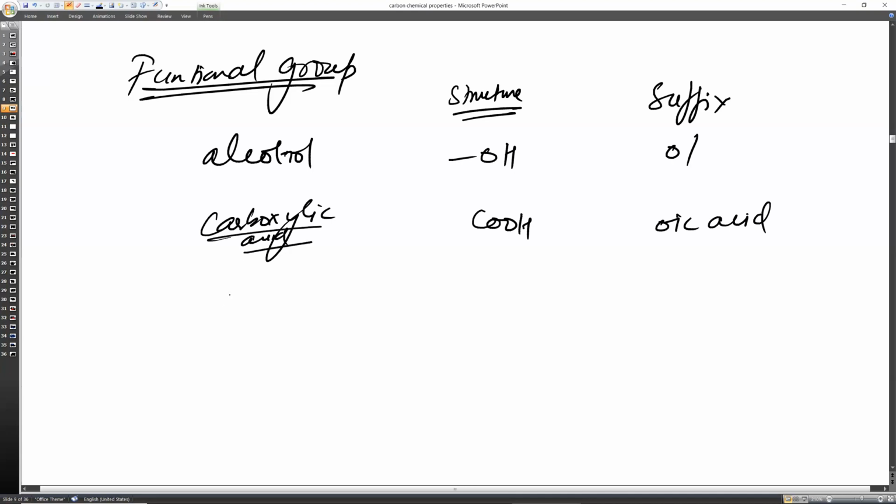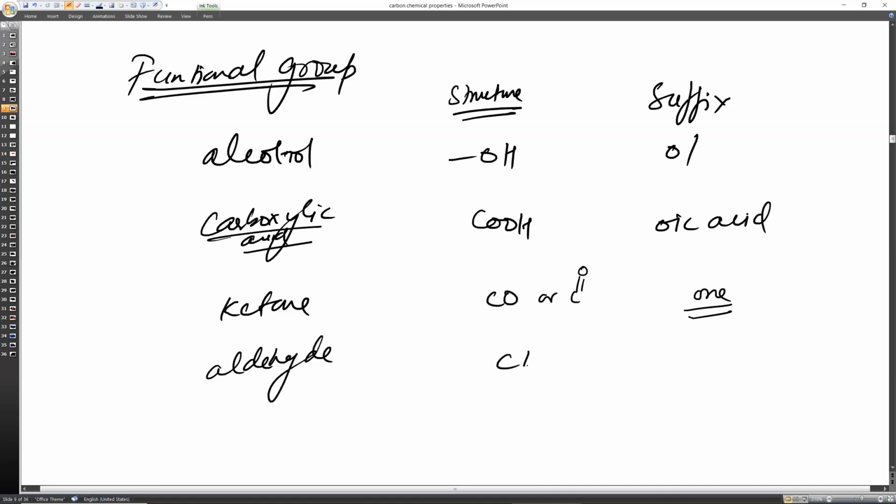The next one is ketone, it is C double bond O. It will be like CO, or C double bond O, and its suffix is "one". And the next one is aldehyde, like we have CHO. Its suffix is "al". Aldehyde is "al". Okay, so let me explain what I'm going to tell you here.